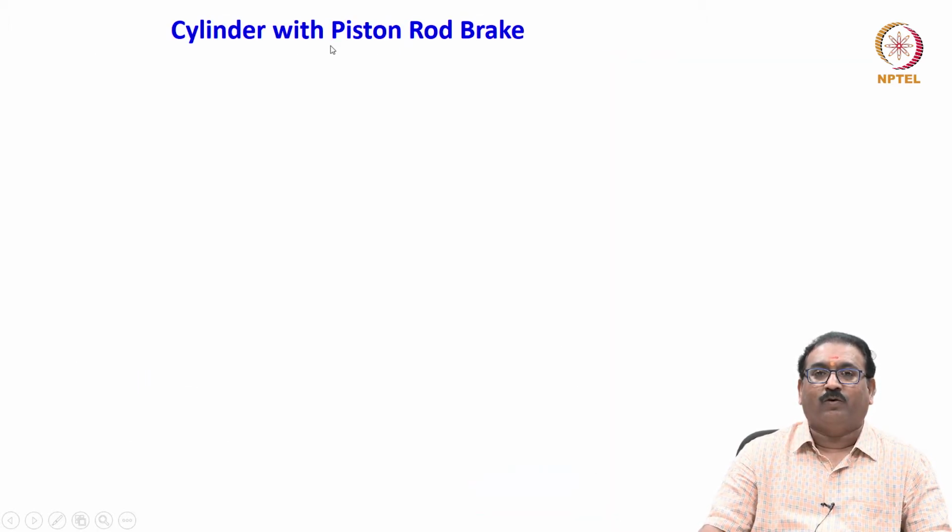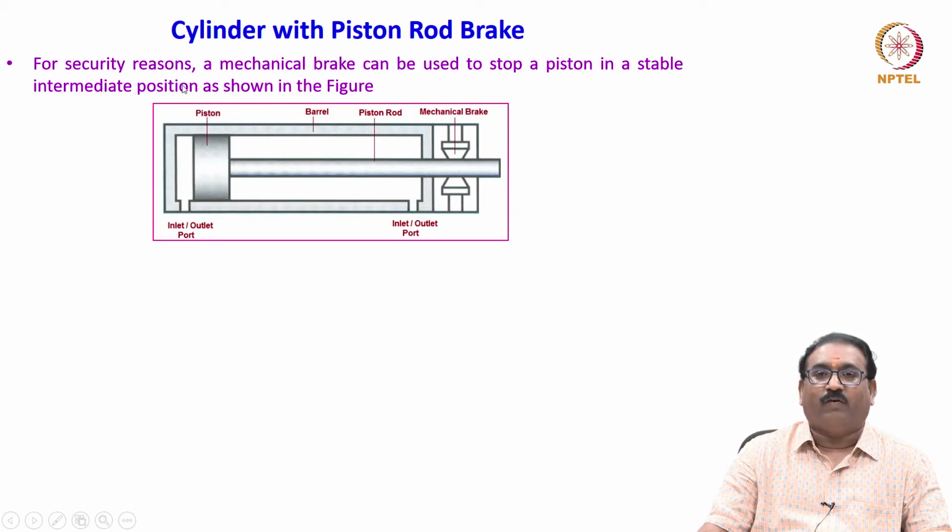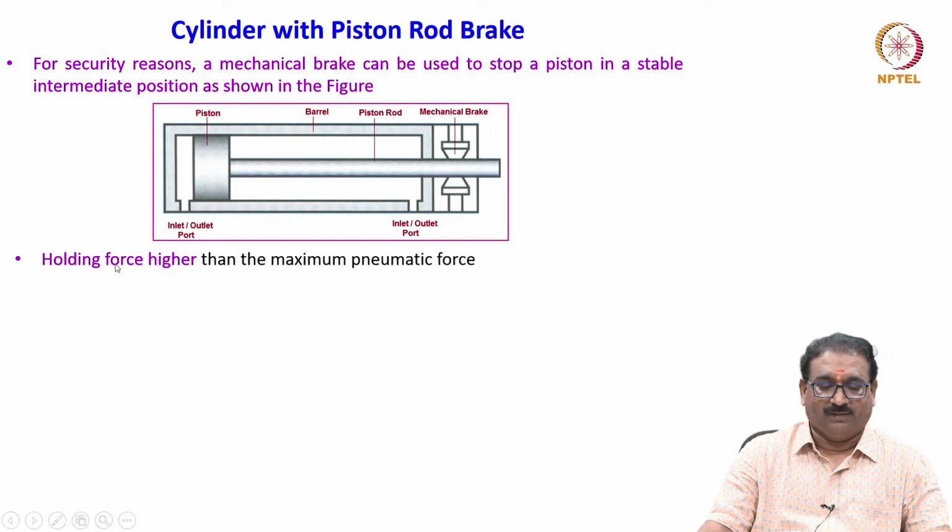Now, we will see some more types. Cylinder with piston rod brake. For security reasons, a mechanical brake can be used to stop a piston in a stable intermediate position, as shown in the figure here. Similarly, it is a double acting cylinder, but an arrangement is made for braking the piston rod during the motion. Holding force is higher than the maximum pneumatic force.